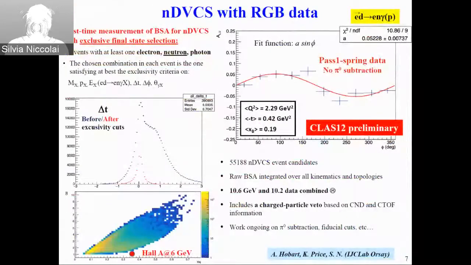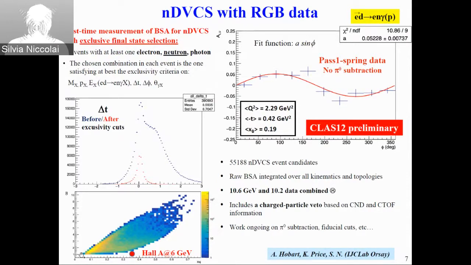So here comes the experiment we took with RGB for NDVCS. This is the first time that the beam spin asymmetry for NDVCS is measured with an exclusive final state detection, because we had the neutron detector, the central neutron detector, added to CLAS12 for this experiment. So we have a fully exclusive selection of the final state that allows us to apply a combination of exclusivity cuts and cleanly select the final state.